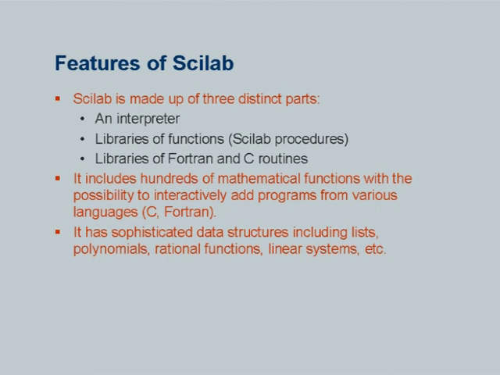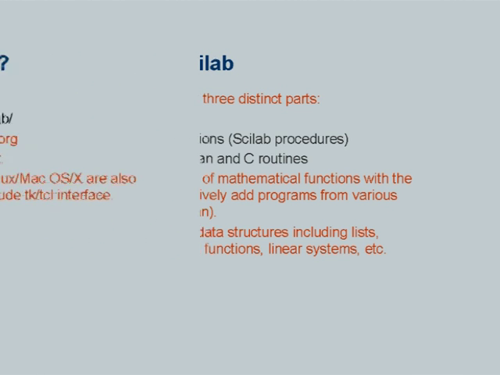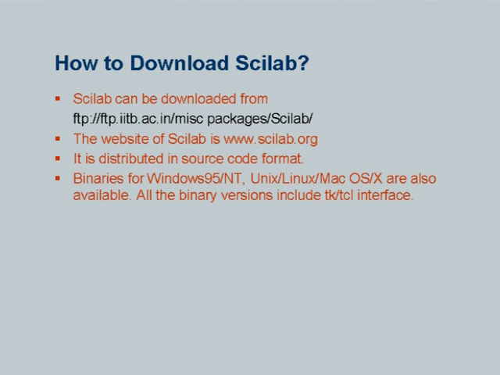What are the features? It is made up of three distinct parts: interpreter, libraries of functions, and Scilab procedures. These use the interpreted language, and Fortran and C routines. It has sophisticated data structures, and Scilab can be downloaded from within IIT, and also from scilab.org. It is distributed in source code format, and also in binary form for almost all machines.